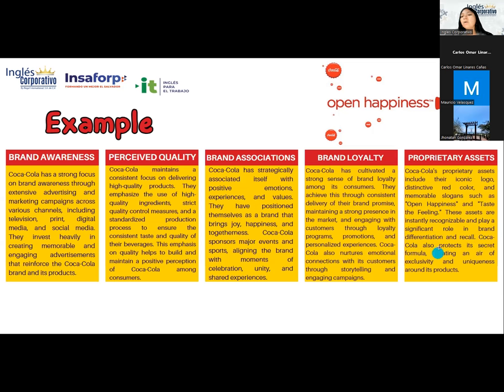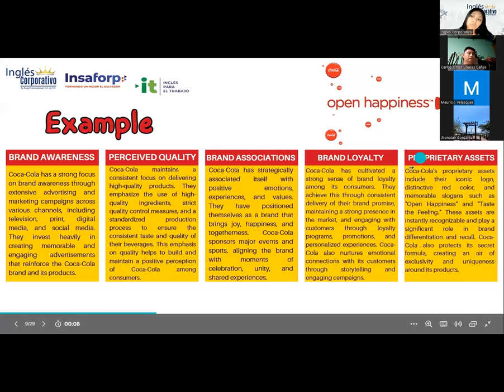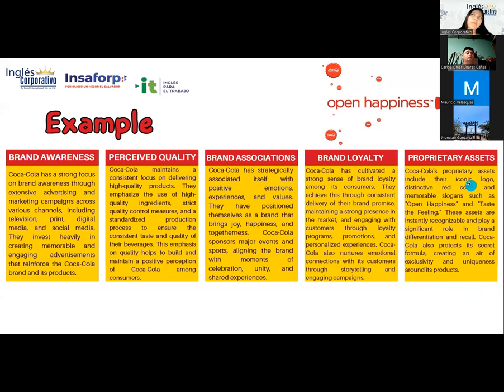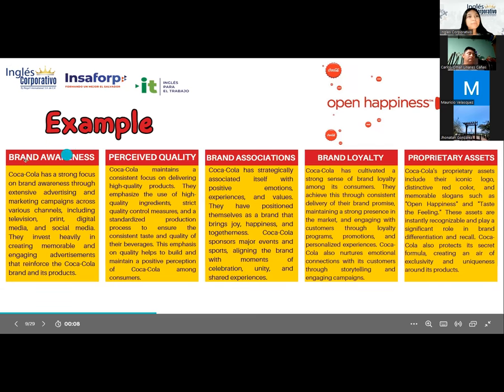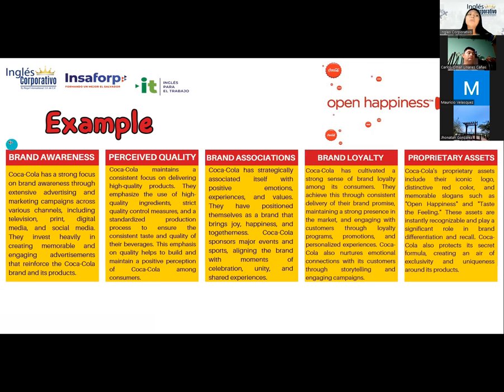Yes, that is correct. Coca-Cola also protects its secret formula, creating an air of exclusivity and uniqueness around its products. Something that belongs to the company, just to that company, right? And most of the time, the slogan, the colors, right? And in this case, the formula, which is a secret formula. So these are the things that belong to the company itself. And this is how we can create a different type of branding strategy with the branding components. We need to take into account those five things.